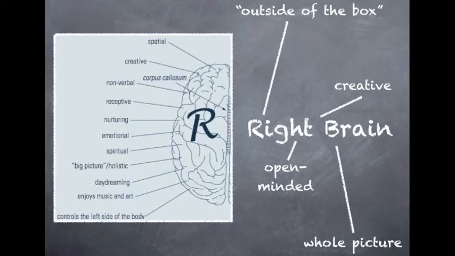A right brain dominant person favors a creative personality. This doesn't mean that all right brain dominant people are artists or musicians, but right brain dominant people tend to think outside of the box and come up with creative solutions to problems. Right brain people tend to look at the whole picture and are more open-minded when confronted with decisions.